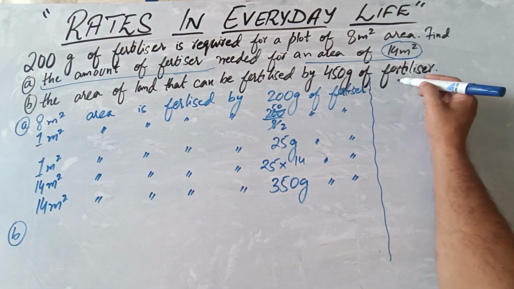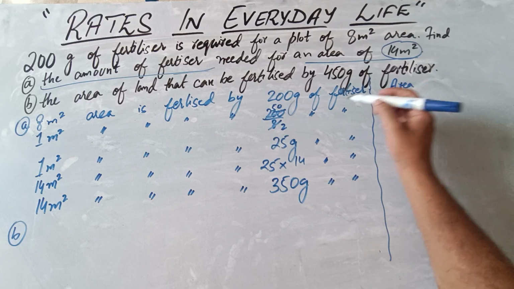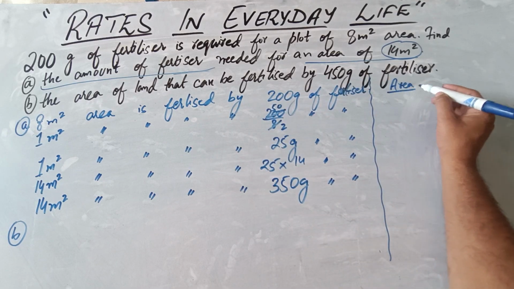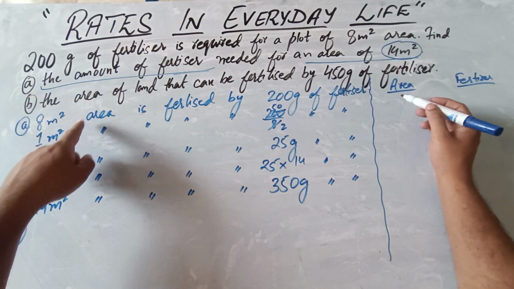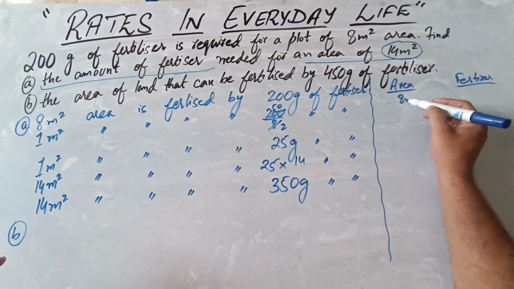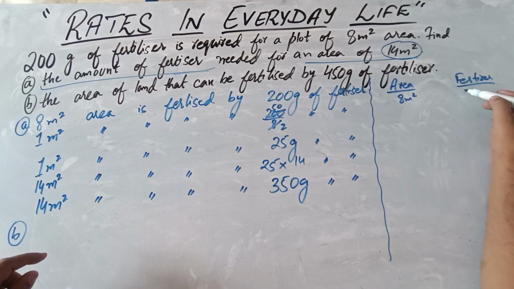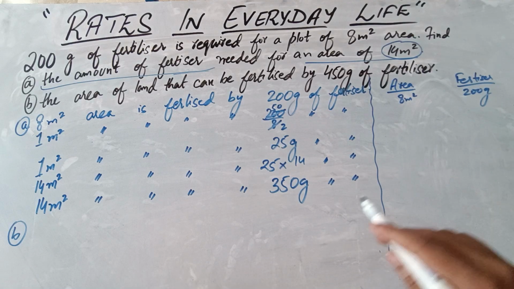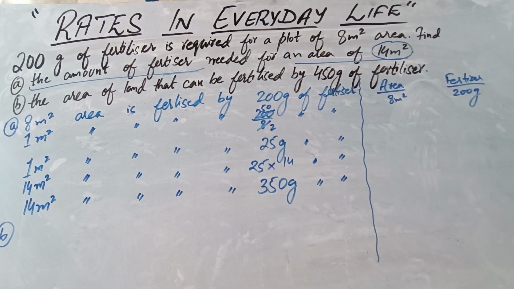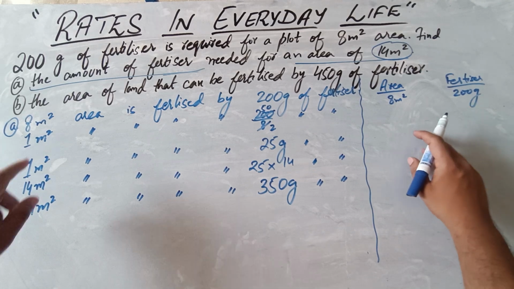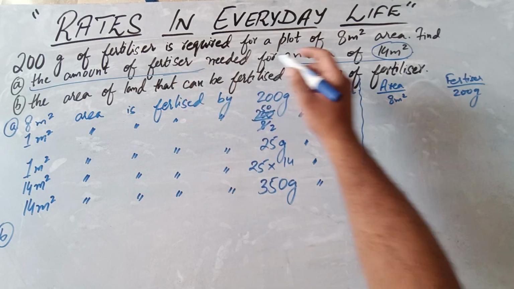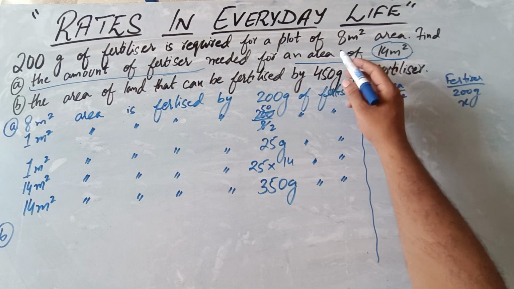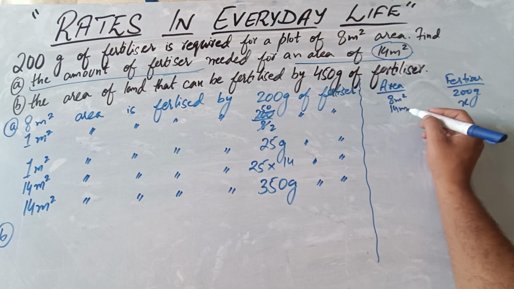So how many quantities are given, we will write down. I am talking about part A, area and fertilizer. Two quantities are given. So the area is given as 8 meter square, and that area is fertilized by 200 grams of fertilizer. So this is method 2. So let's discuss method 2. This one is also very easy. In the first part, the amount of fertilizer is needed, so fertilizer is unknown, so we will write X, that has an area of 14 meter square.